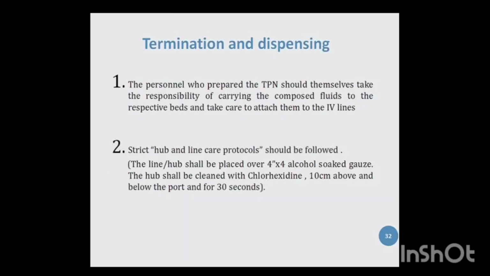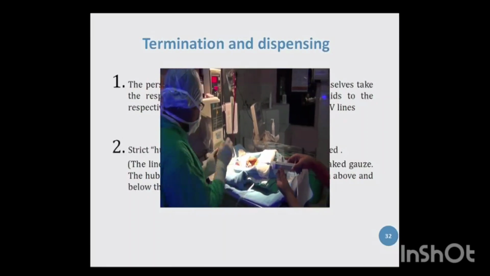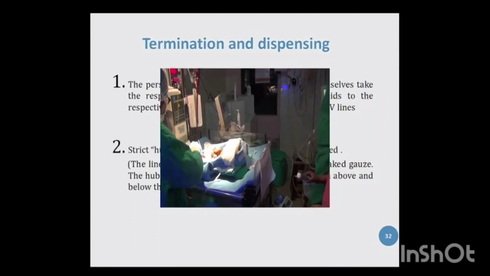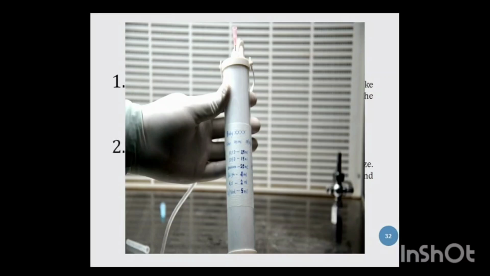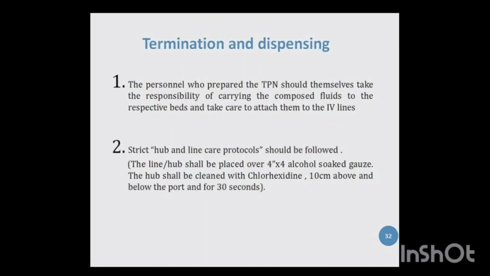In the next section, we are going to cover the termination of the procedure and how to dispense a properly made TPN. Initially, it has to be made sure a properly made label is attached to each and every bottle of TPN. The proper label should cover the name of the baby, the amount of fluid volume that is made, the date of preparation, and the composition of the IV fluid. Once it is attached, the person who has prepared the TPN should take the responsibility of carrying the composed fluids to the respective beds and take care to attach them to the IV lines.